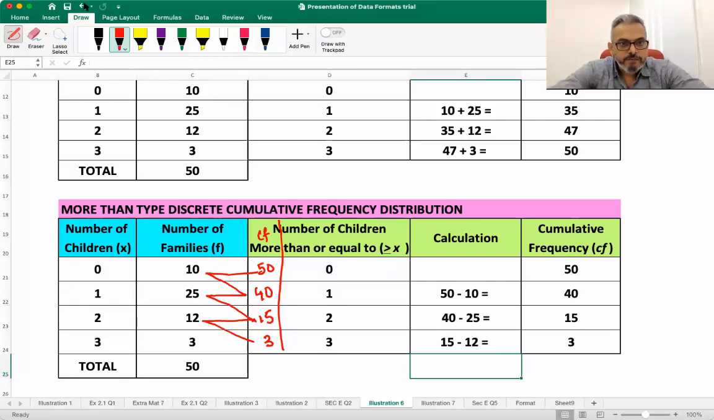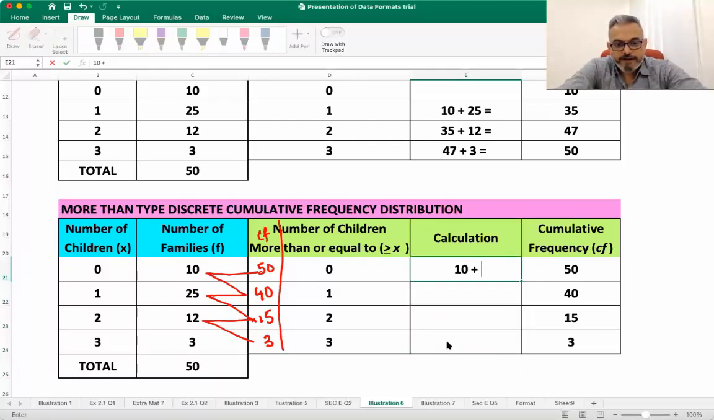Okay, or if you don't want to go like this, you can do addition also. How? I'll just show it to you. In this calculation, first you take 10 plus 25 plus 12 plus 3, which is equal to 50. Then next, 25 plus 12 plus 3, which is equal to 40. Then 12 plus 3, which is equal to 15, and then 3 equals 3.